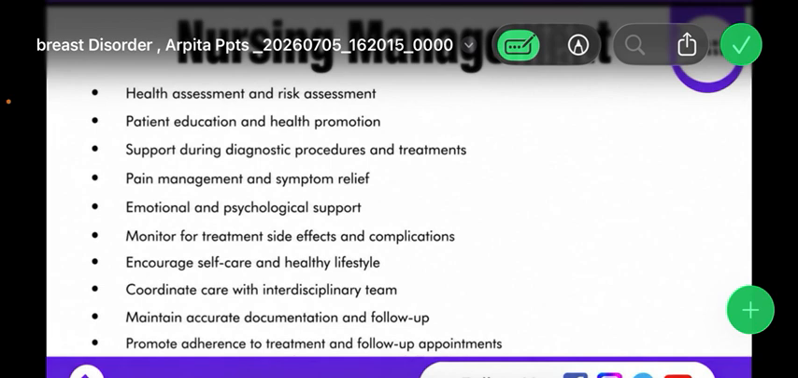Then coordinate care with the interdisciplinary team. Like in hospital we have to do teamwork and coordinate the care together with the AMOs, the senior staff, pharmacy, and everyone should work together for the treatment of the disorder. Then maintain accurate documentation and follow-up, and promote adherence to treatment and follow-up appointments.